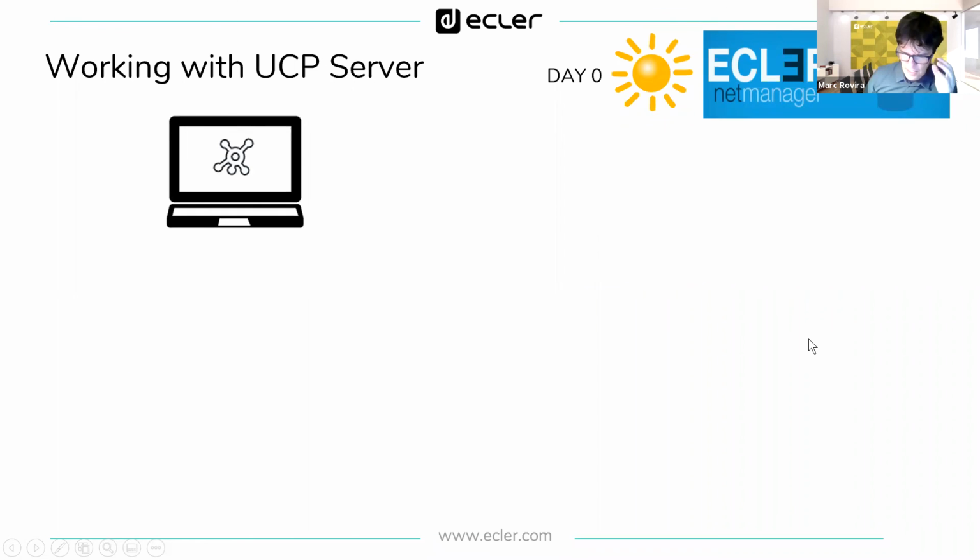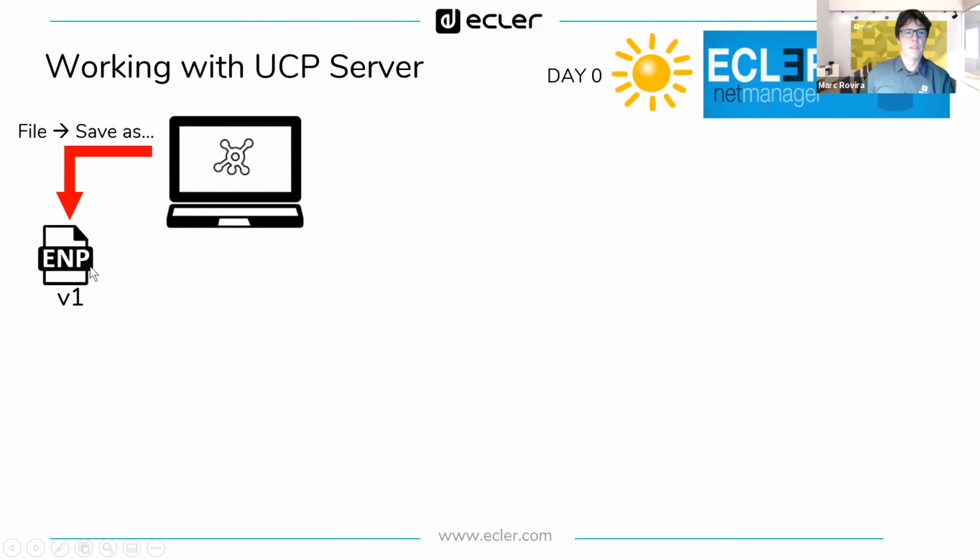Okay. And here I wanted to explain a way of not getting confused when you work with a UCP server, because it's quite confusing at first, and I want to explain it with a little story as an example. You are working at home with your PC, and you make a project with the EclerNet Manager. Okay, and here you have your PC, and this is your project. When you're finished at home you save it in your computer.